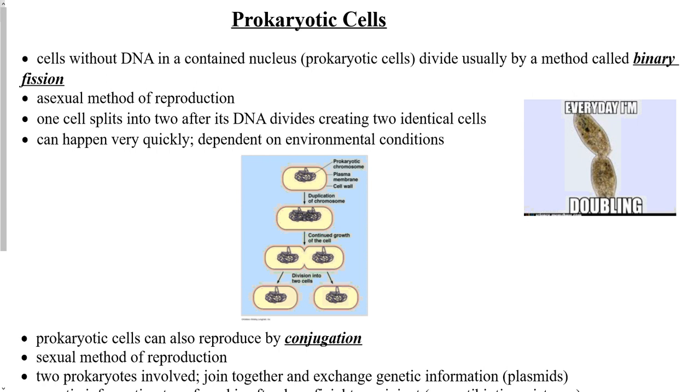So now let's quickly just talk about our friends, the prokaryotic cells. Remember, they're very simple. The DNA is not confined to a nucleus. Okay. It divides usually by a method called binary fission. Okay. It's asexual reproduction. So one cell splits into two after the DNA divides, creating two identical cells. It happens very quickly, and it can depend on a few environmental conditions, okay?